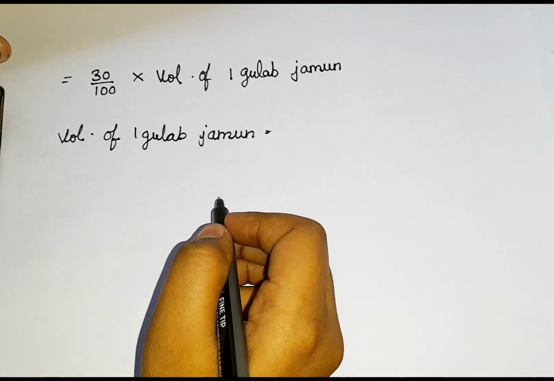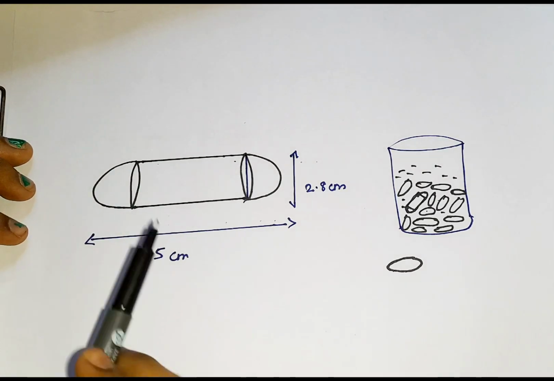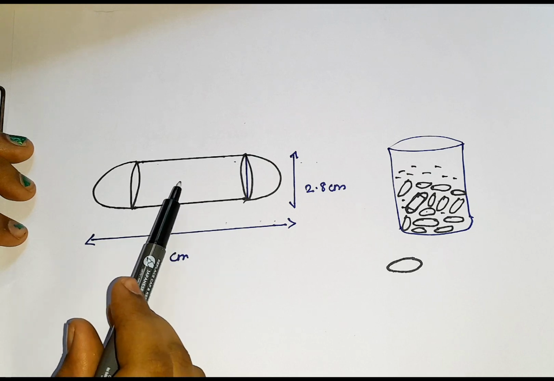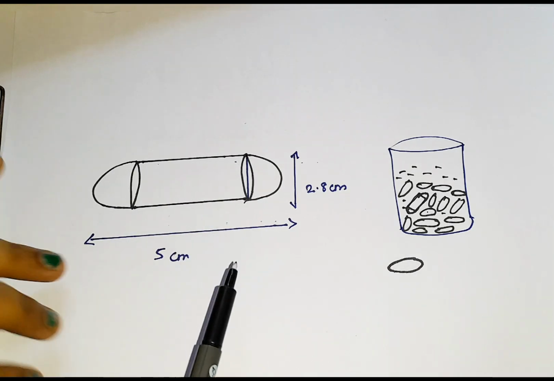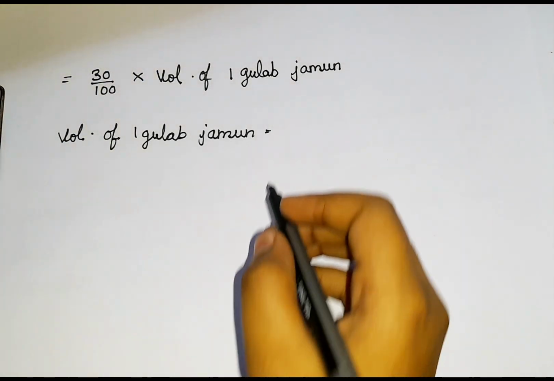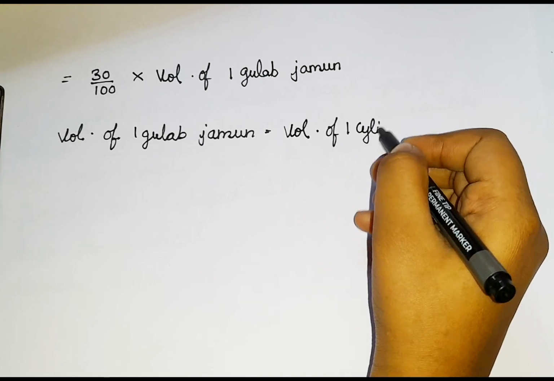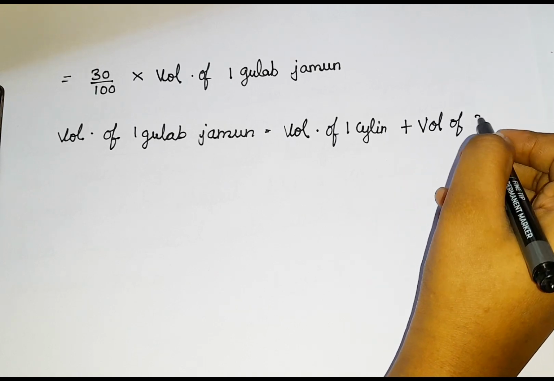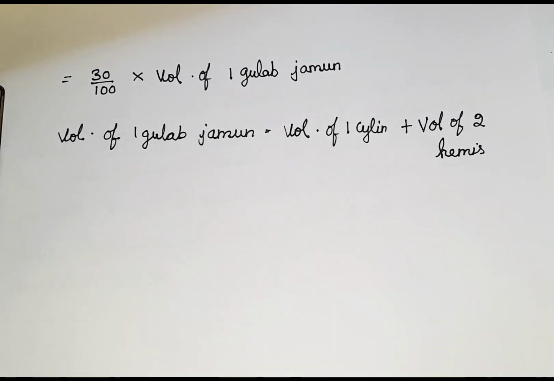Since I am going to be finding the volume of one gulab jamun, what is the figure? Here we have a figure, am I right? In this figure we have one cylinder and two hemispheres. So I am going to find the volume of one cylinder and the volume of two hemispheres. Since we have two hemispheres, we are supposed to mention two hemispheres. Let us mention volume of one cylinder, I am just writing half, and volume of two hemispheres, I am just writing hemis. You can actually write the full word.